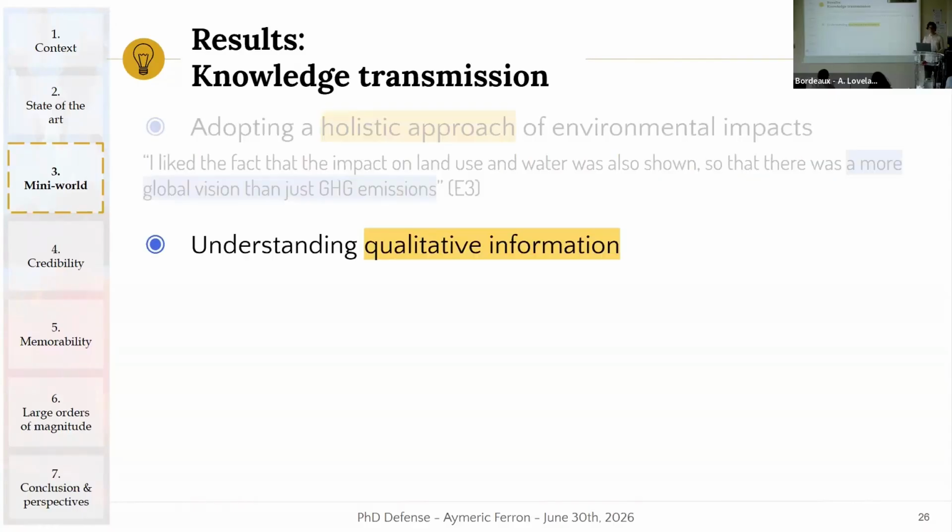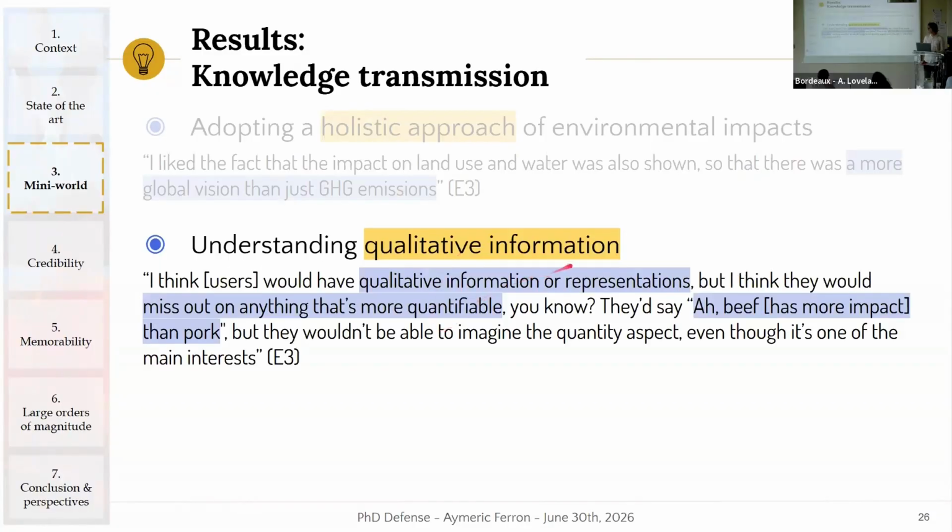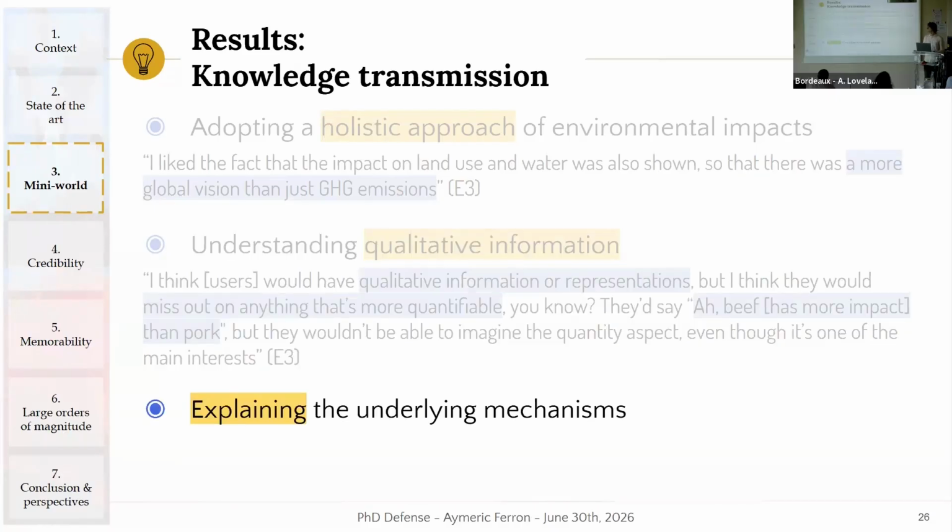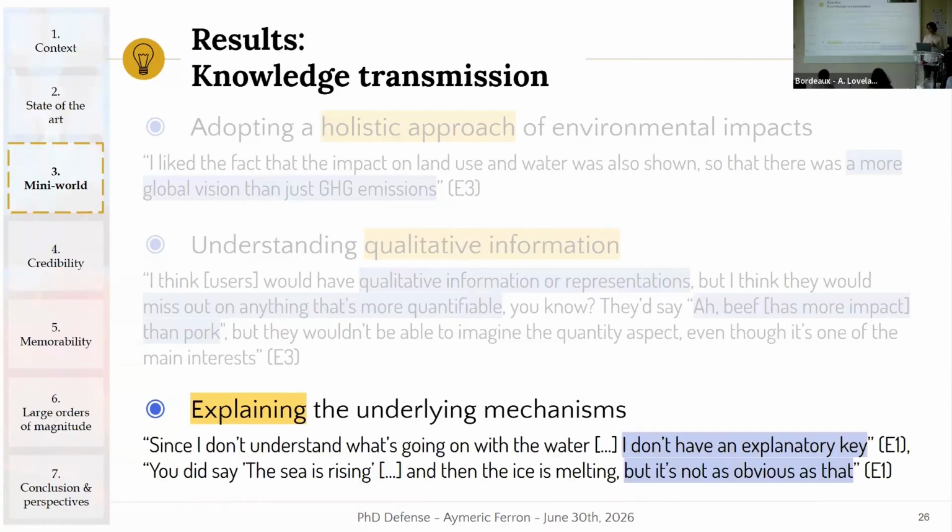Then some experts said that thanks to our prototype, probably non-experts could get qualitative information about what is happening. For example, here they would say, okay, beef has more impact than pork, so that's nice. However, those experts said, okay, but I will miss anything that's more quantifiable, saying that I don't know what is the actual precise impact of beef or pork, for example. Finally, there is a problem about the underlying mechanism, so it's probably unclear.